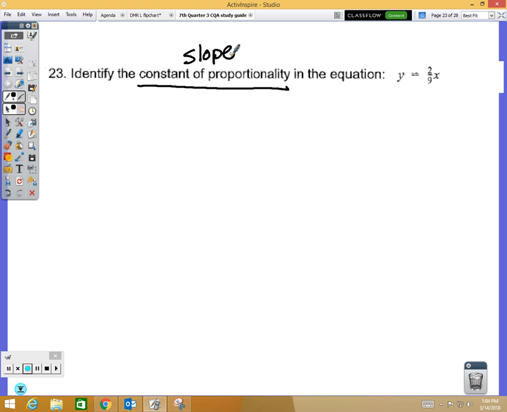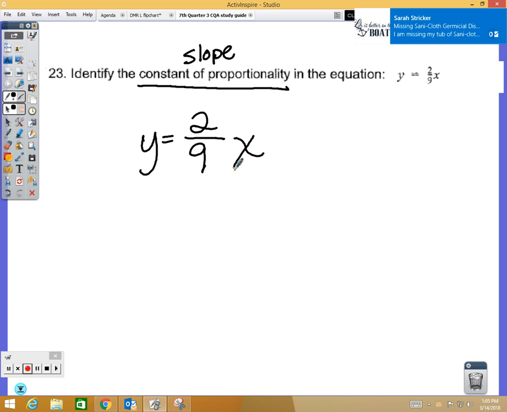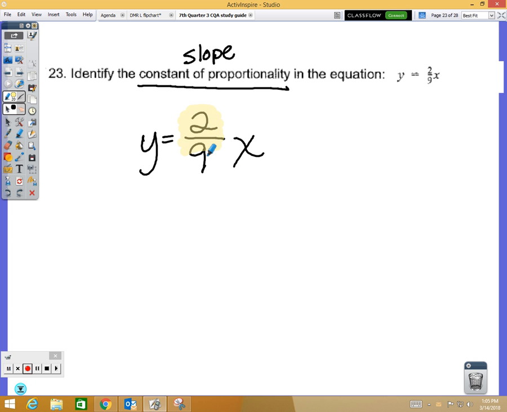When we're looking at equations, I'm going to write this equation bigger. Where is that slope located, that constant of proportionality? Where is it located? It is always located between the equal sign and the x. Always, always, always. So there is no math involved in this problem. All you're doing is looking at the equation and looking in between the equal sign and the x. And there's your answer. Okay?